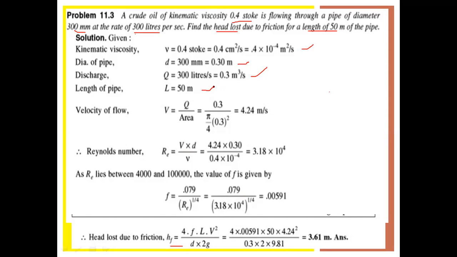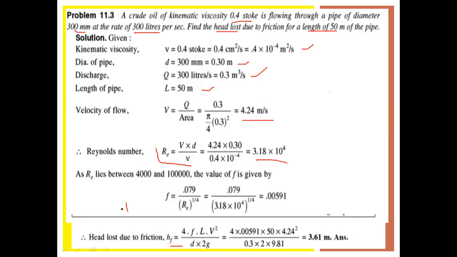Then the velocity of the flow: we have the discharge formula, so based on that, capital V is equal to Q by A. Therefore you are getting V directly. Then after getting V, go with the Reynolds number. Reynolds number is equal to V into D by small v. After substituting these values, you are getting 3.8 into 10 to the power of 4 as the Reynolds number. This is more than 4,000, so we take it as turbulent flow.